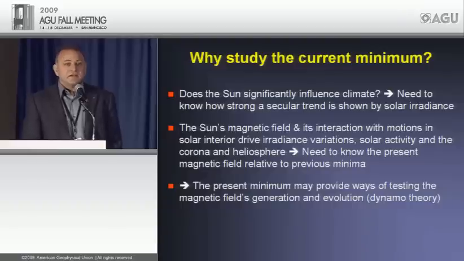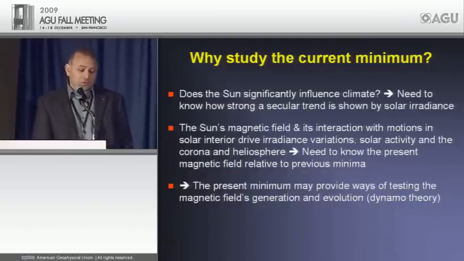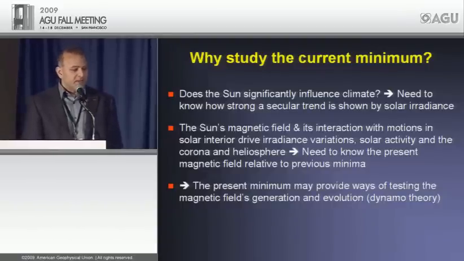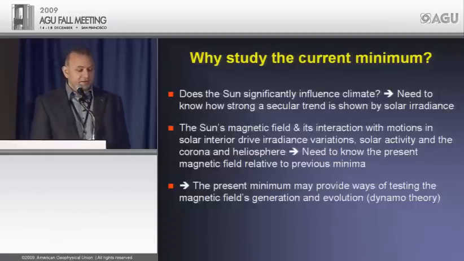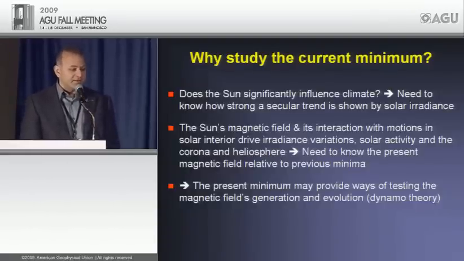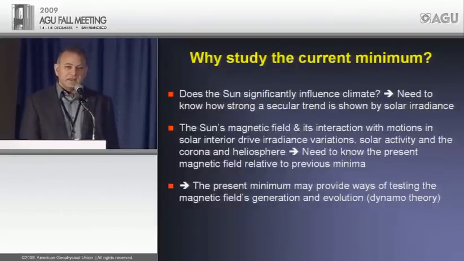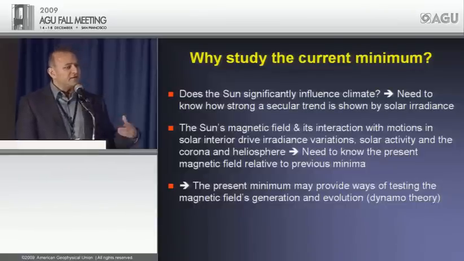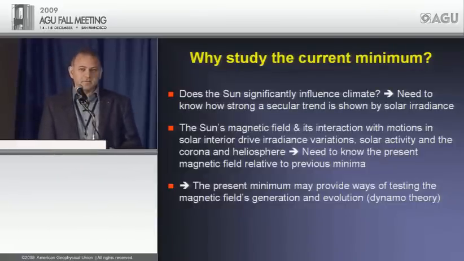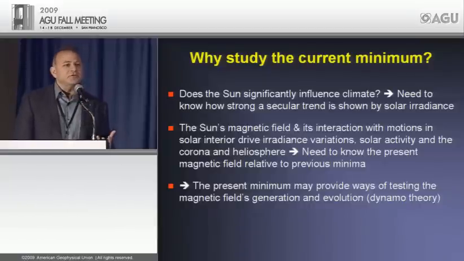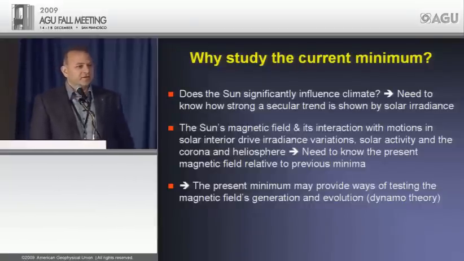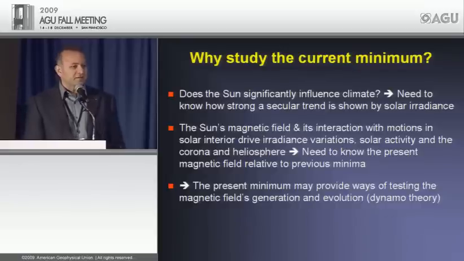As a little side effect, or as a big side effect, the present minimum will provide us, or hopefully will provide us information, new ways of testing dynamo theory and trying to understand how the magnetic field is generated and what causes its evolution. And as a final side effect, we have learned something also about the sociology of solar physics, of how mature our science is.